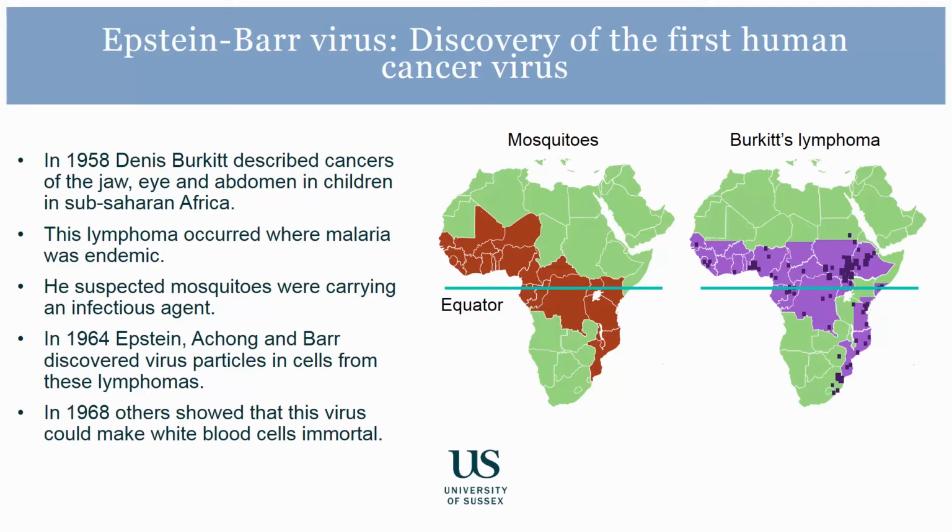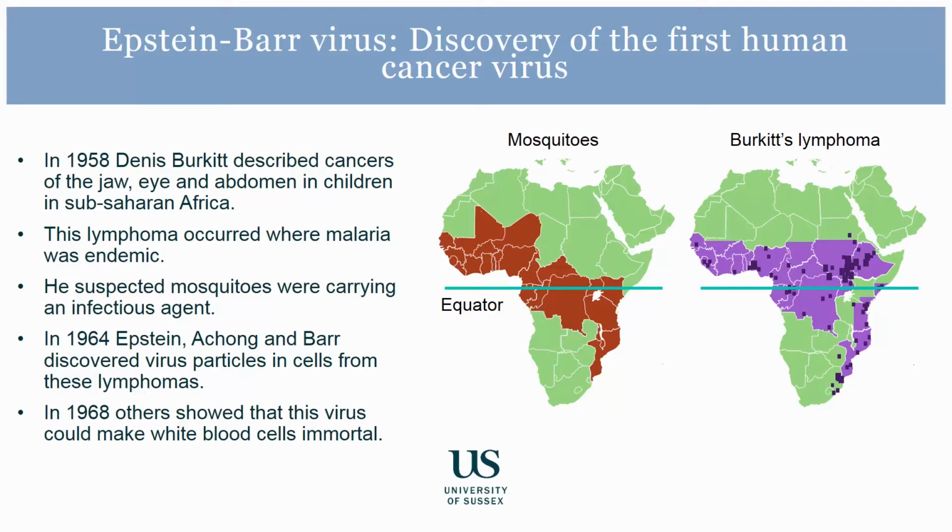So Burkitt, working together with a team in London headed by Tony Epstein, postulated that there may be an infectious agent that is causing Burkitt's lymphoma. So they went looking to try to find if they could find an infectious agent. So Burkitt sent some of these lymphoma cells to London, and Tony Epstein, working with his technician Yvonne Barr and a microscopist, Bert Akon, who had a very powerful electron microscope that was able to zoom in at high levels to look for infectious agents in these cells.